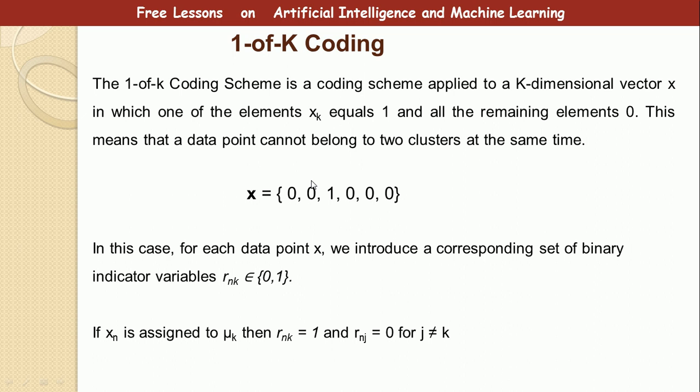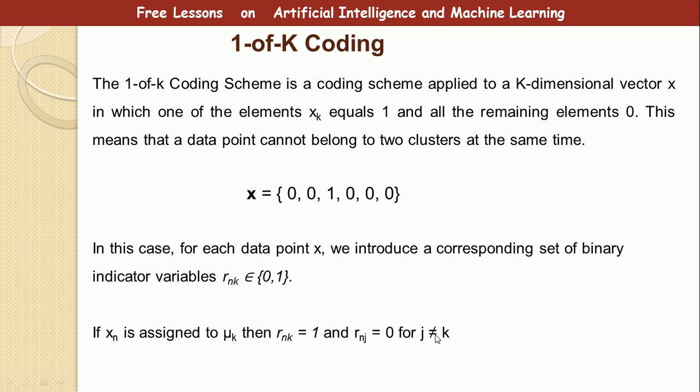This variable helps us to see which cluster a data point is assigned to. So if x_n is assigned to mu_k, then r_nk is equal to 1 and r_nj is equal to 0 for j not equal to k. I think this makes real sense because it's very clear, because we have this mu_k representing cluster k. So if r_nk is equal to 1, it means that x_n is assigned to cluster k. Then it means that r_nj cannot be 1, it has to be 0, for j not equal to k.